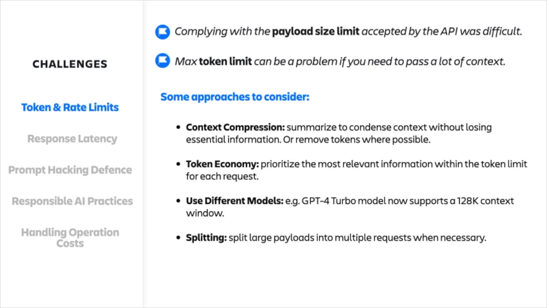One is context compression, so you can summarize or condense the context, removing tokens where you don't need them. Token economy is an important topic to prioritize the relevant information within the token limit. You can also use different models. With every model generation, you will get advantages like, for instance, a greater context window. To give you an example, GPT-4 Turbo already supports 128K of context. Or you can do splitting, which means splitting the payloads into multiple requests.